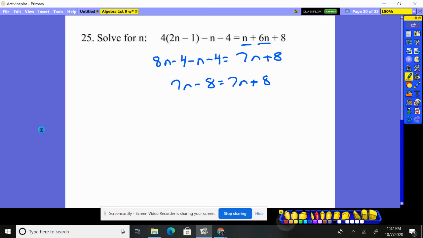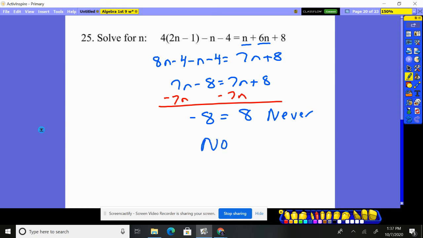But if we were solving this, we would subtract our 7n's from both sides, and we would get this equation, negative 8 equals positive 8. That's never true, never going to happen. That means there is never going to be a solution. So there's no solution to this equation. No matter what you plug in for n, it'll never work. When the variables completely disappear, you know it's one of two situations. Either everybody works or no number will ever work. And that's what we got here.